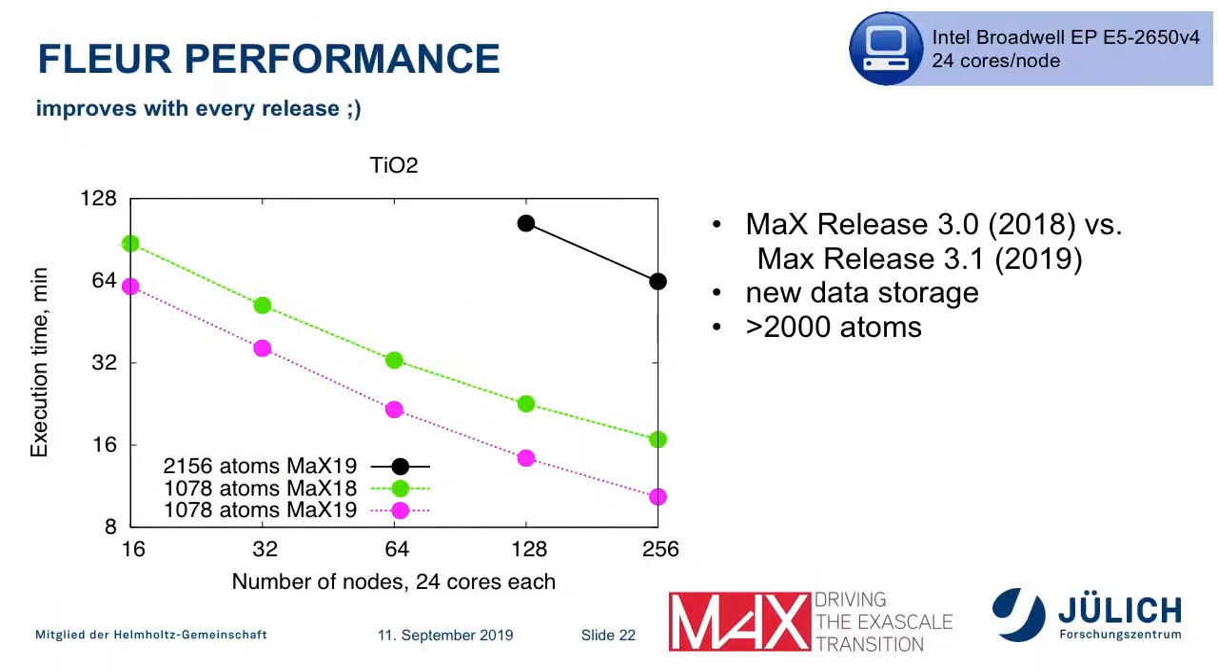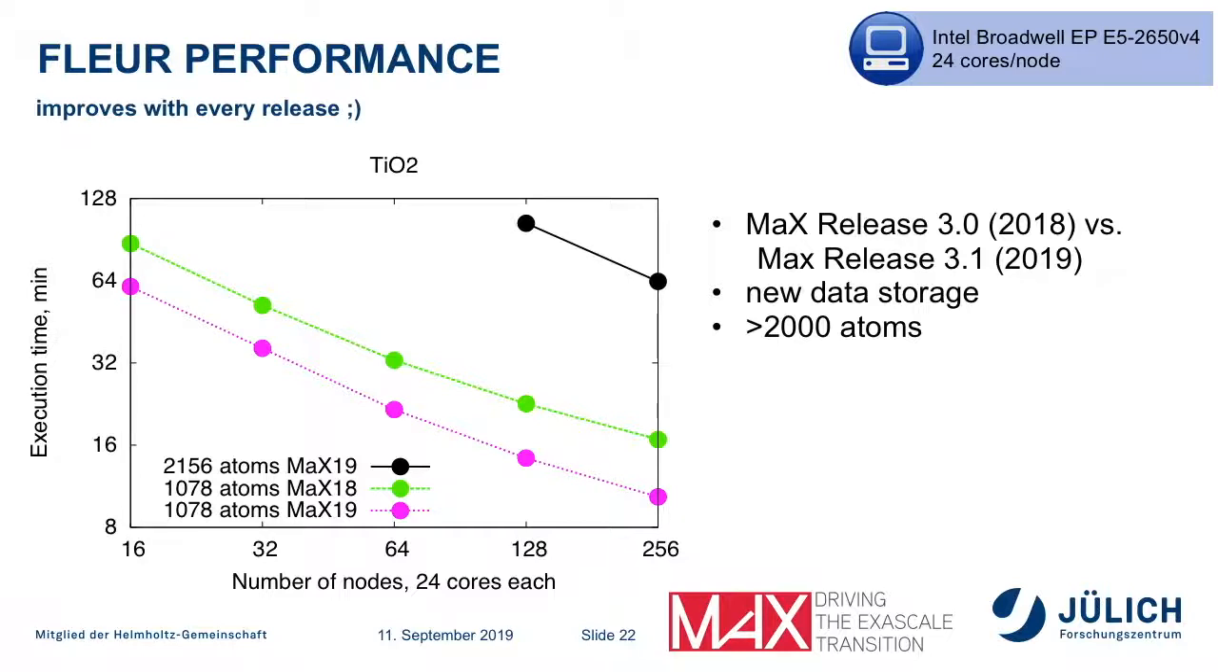It was nice, but we made it better. This is the comparison between the previous and the last version. The release 3, this green one, and the release 3.1 from like last week. We see that it's not only quite faster, but also scaled just a little bit better. And with this version, it was possible to simulate a system with 2,000 atoms.